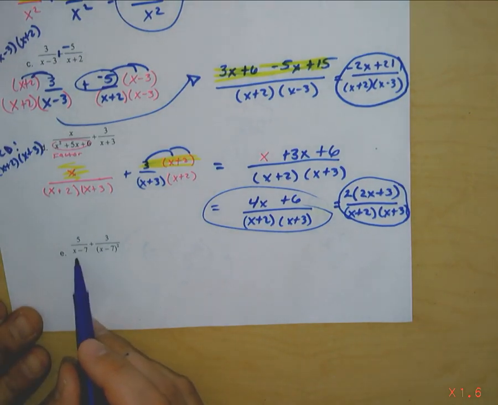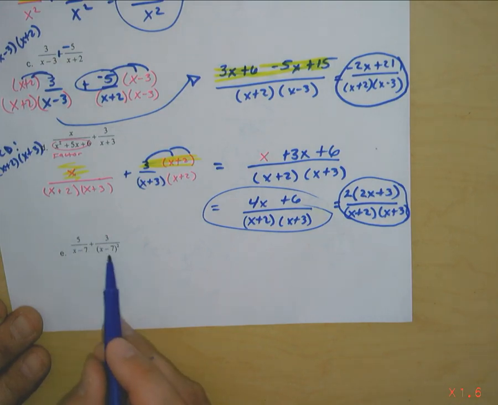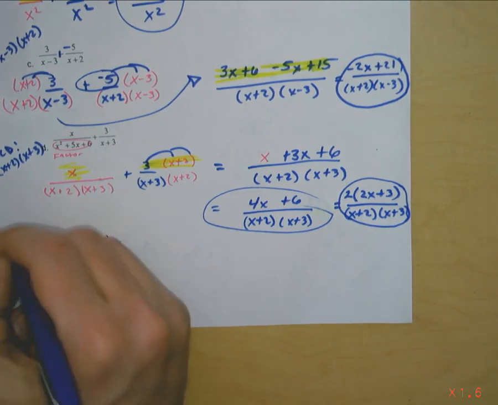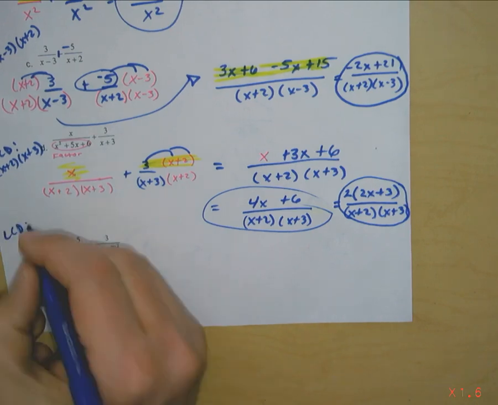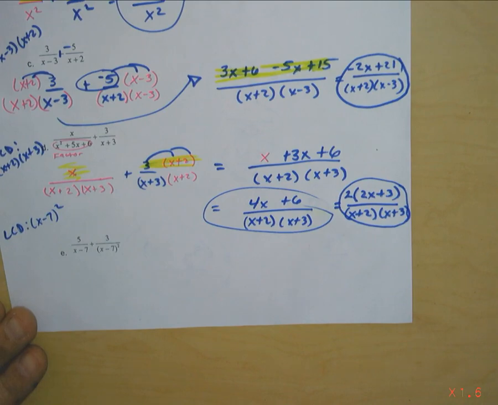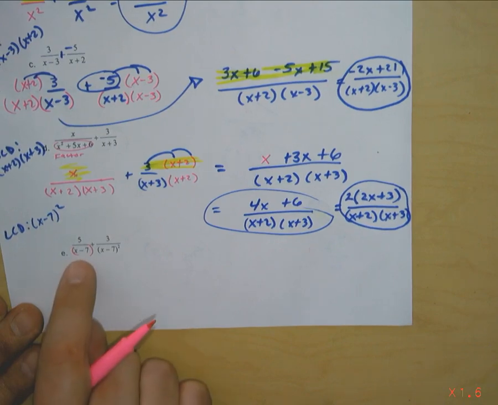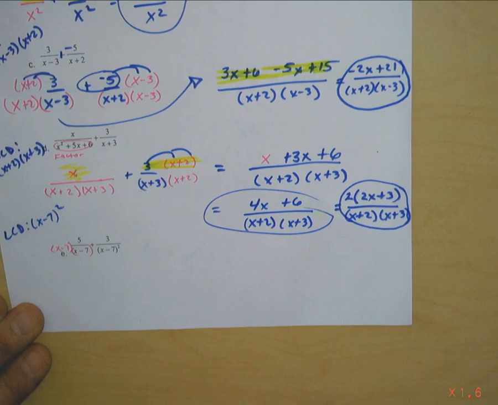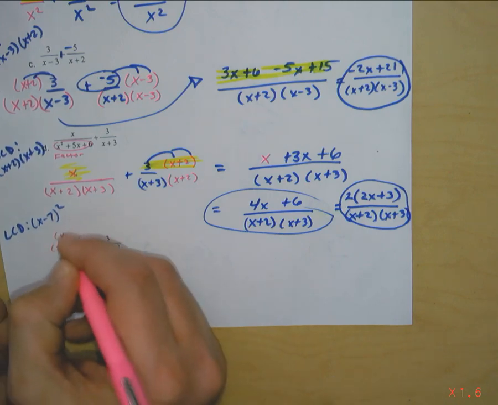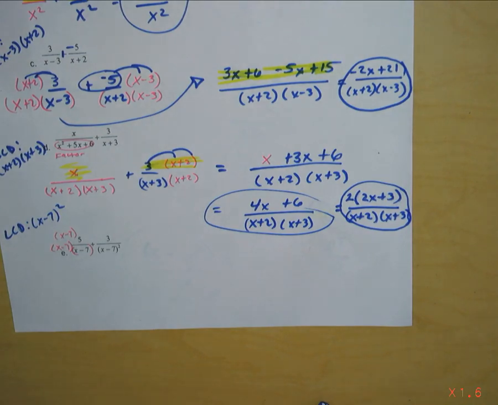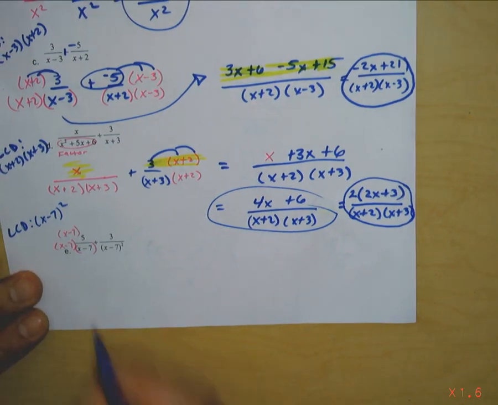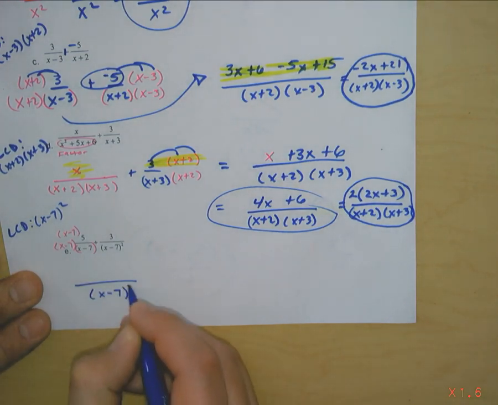So when I take a look, E is x minus 7 on the bottom here, so I've got 5 over x minus 7 plus 3 over the quantity x minus 7 squared. So my LCD has to be at least the biggest one, which is x minus 7 squared. This one right here is missing one of those quantities. So this one's missing one of the x minus 7s. Remember, x minus 7 squared is x minus 7 times x minus 7. So I need to multiply top and bottom by x minus 7. All right, so the LCD is x minus 7 squared.